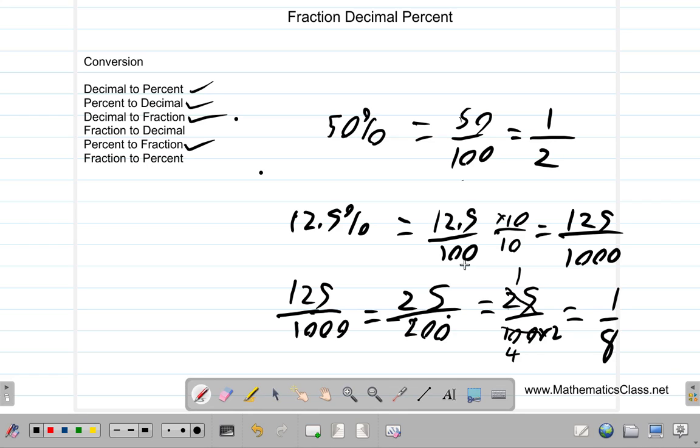Alright, so in the last video we did some conversion: decimal to percent, percent to decimal, decimal to fraction, and percent to fraction. Now we will do some fraction to decimal.